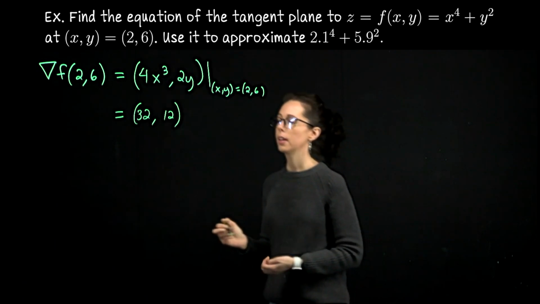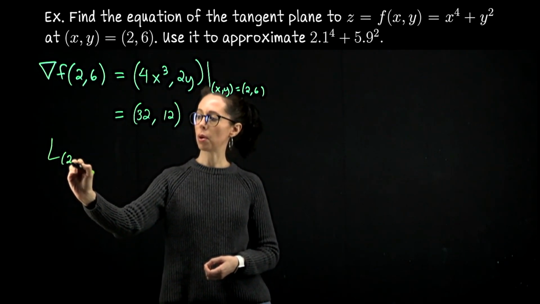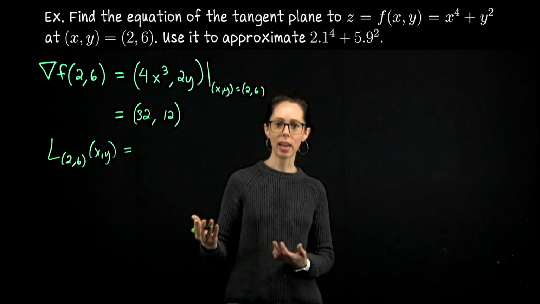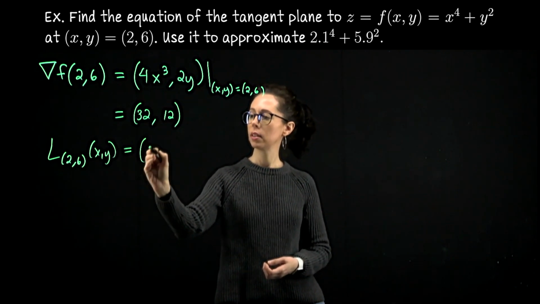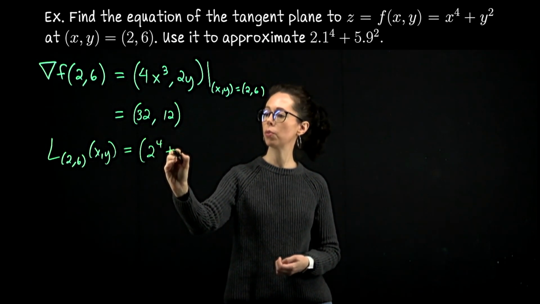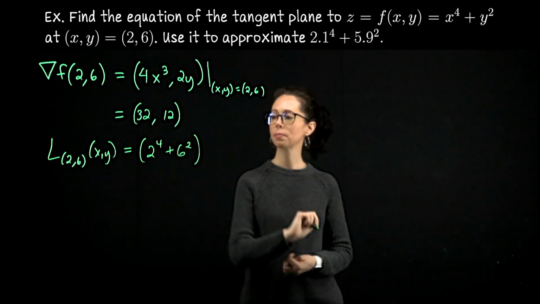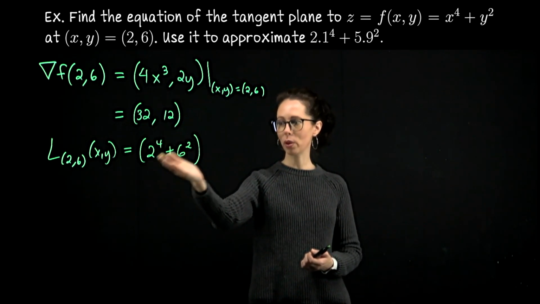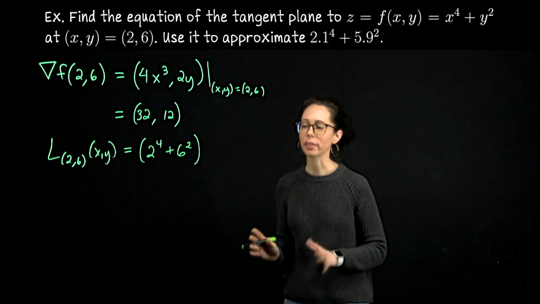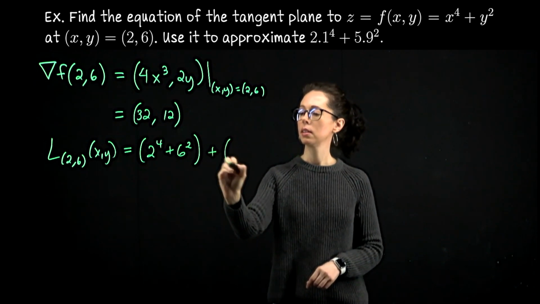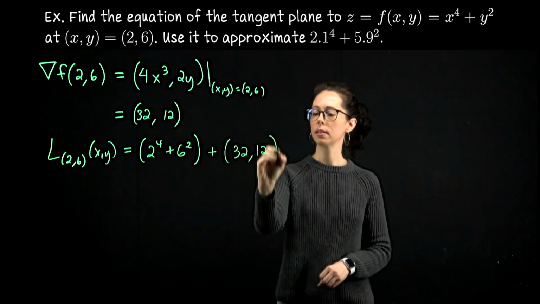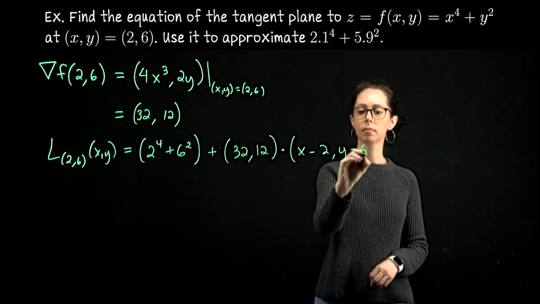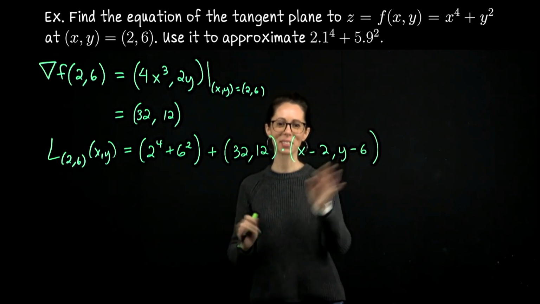It is the gradient. That means that our tangent line approximation centered at 2, 6 is going to be the value this function takes. So that's 2 to the fourth plus 6 squared. Again, we're centering our computation at the nice numbers. So don't put 2.1 to the fourth and 5.9 squared there. Okay. Plus this vector dot this one. Again, 2 and 6. Okay.